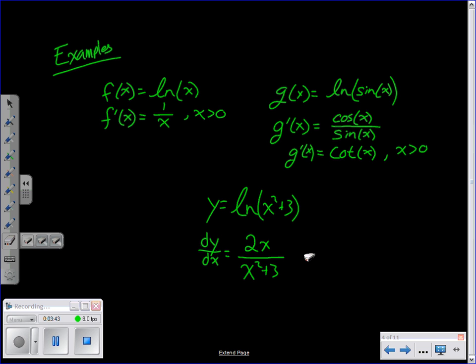So this is the natural log derivative and how it works. You're simply taking the derivative of what's inside the natural log and then dividing by what's inside the natural log.